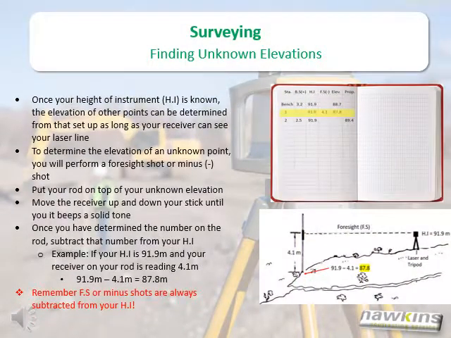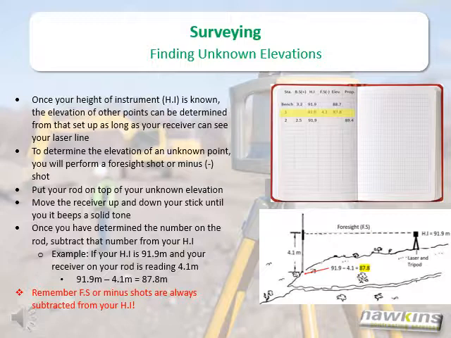Finding an unknown elevation. Once your height of instrument is known, the elevations of the other points can be determined from that setup as long as your receiver can see your laser line. To determine the elevation of an unknown point, you will perform a foresight shot or a minus shot. Put your rod on top of the unknown elevation. Move the receiver up and down on your stick until it beeps a solid tone. Once you have determined the number on the rod, subtract that number from your HI.